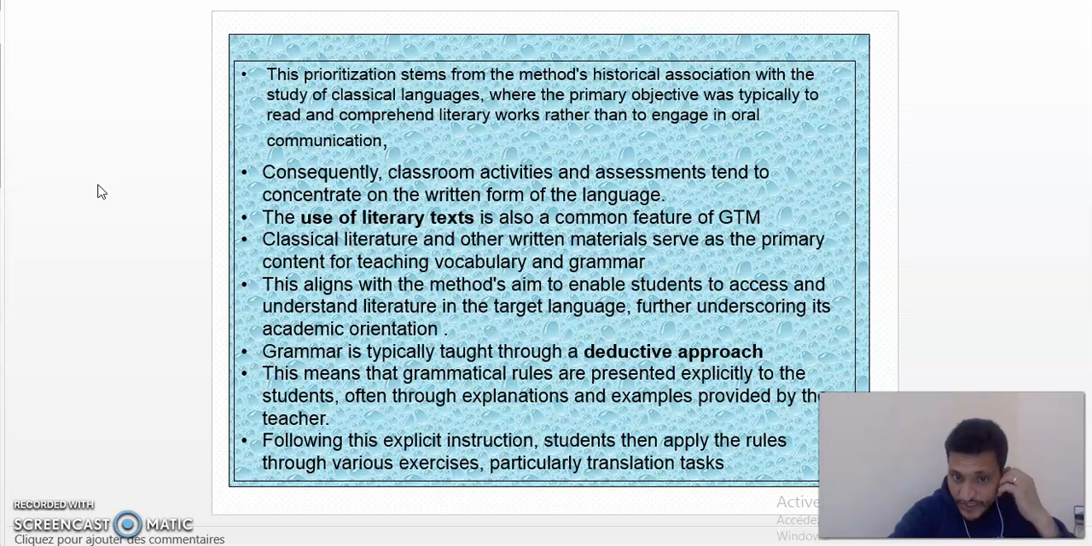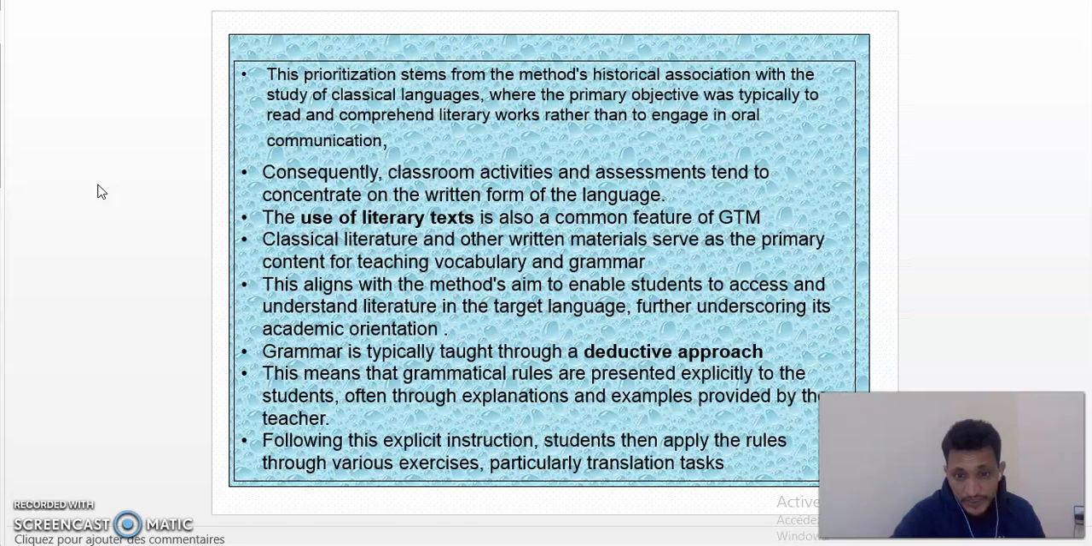The use of literary text is also a common feature of GTM. Of course, reading and writing. Classical literature and other written materials serve as the primary content for teaching vocabulary and grammar. This aligns with the method's aim to enable students to access and understand literature in the target language, further underscoring its academic orientation.